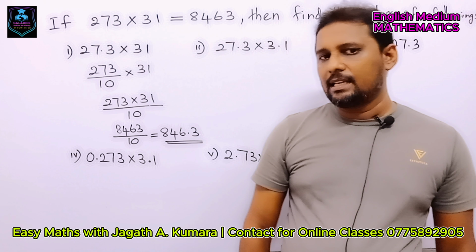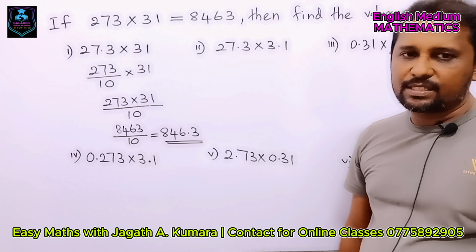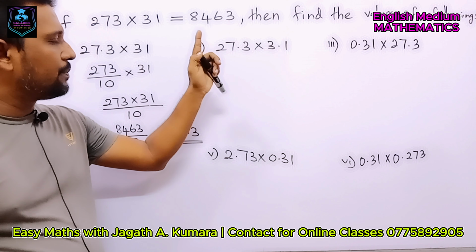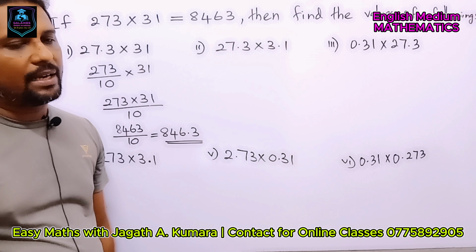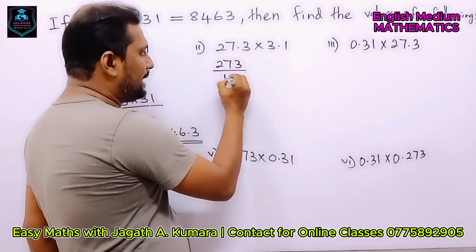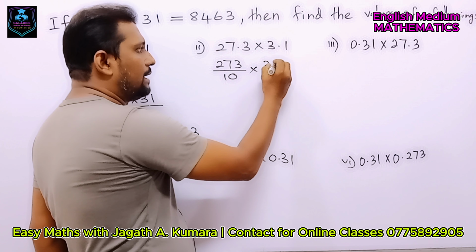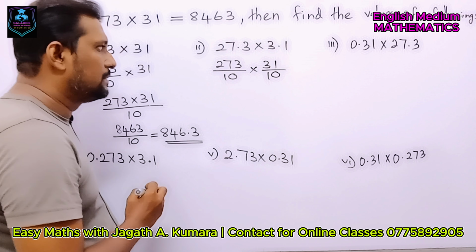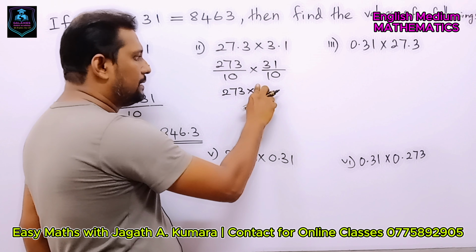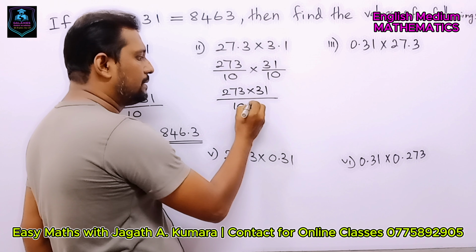Look at another example. After that I will give you time to do the remaining questions. Look at the second example. 27.3, I can write as a fraction, 273 over 10. 3.1, I can write as 31 over 10. Then you can multiply these two: 273 multiply 31 over 10 times 10 is 100.